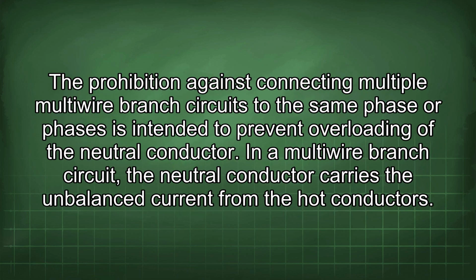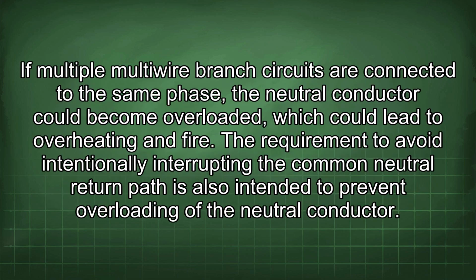The prohibition against connecting multiple multi-wire branch circuits to the same phase or phases is intended to prevent overloading of the neutral conductor. In a multi-wire branch circuit, the neutral conductor carries the imbalanced current from the hot conductors. If multiple multi-wire branch circuits are connected to the same phase, the neutral conductor could become overloaded, which could lead to overheating and fire.